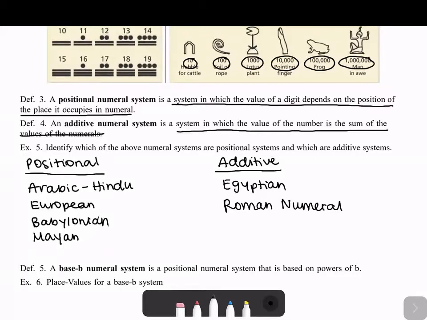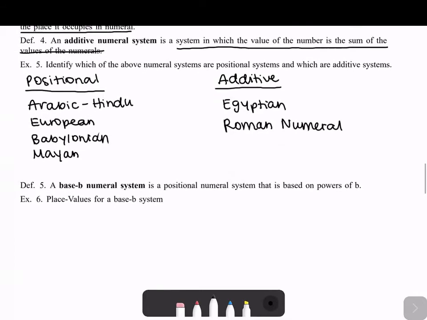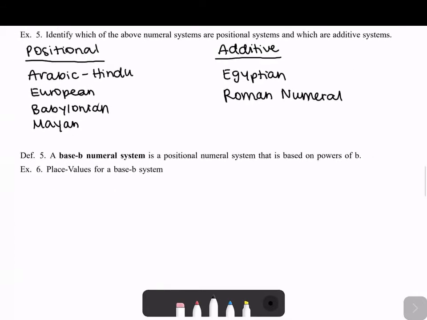Okay, so now we're going to go more into these bases that we've talked about. We've seen an example of base 10, which is the system that we use, base 60, base 20, but there's all different types of bases for pretty much every number, right? We can always have a base B numeral system, which is a positional numeral system based on powers of B, where B can just be any number.